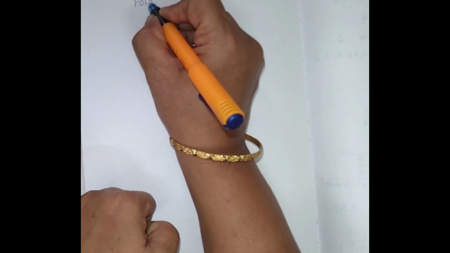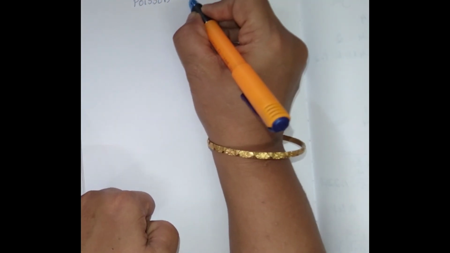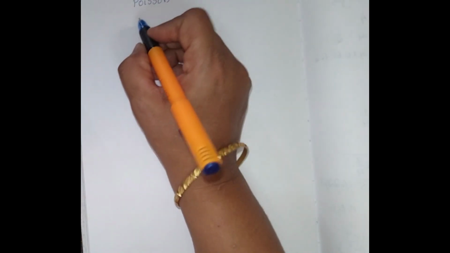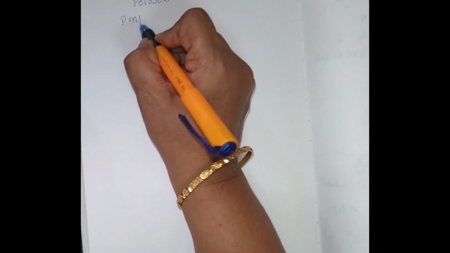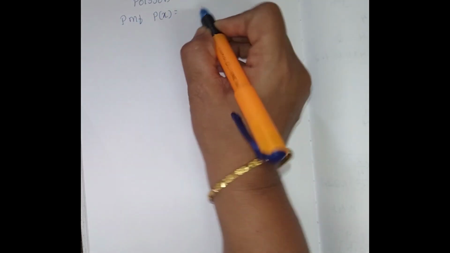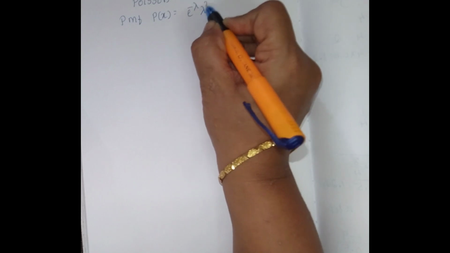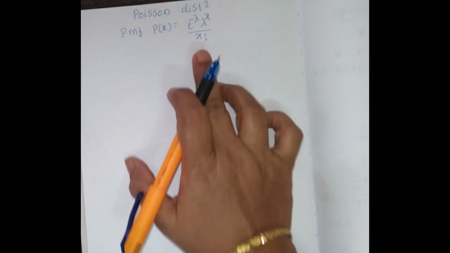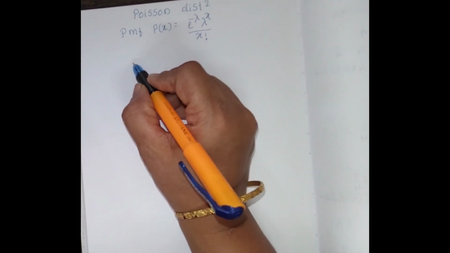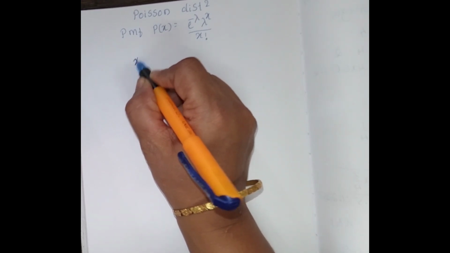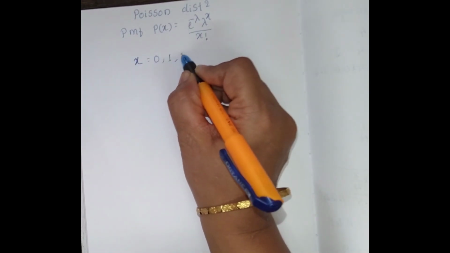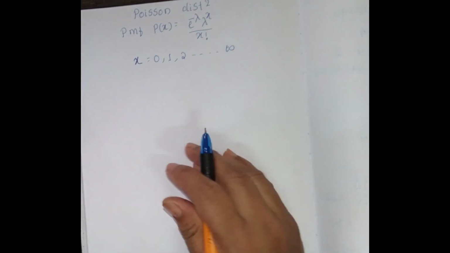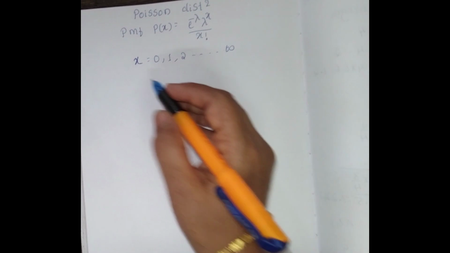Then what is a Poisson distribution? Poisson distribution. The PMF, you have to take, P of x is equal to e to the power minus lambda, lambda to the power x divided by x factorial, is the PMF of a Poisson distribution. Then the range is x is equal to 0, 1, 2 up to infinity.